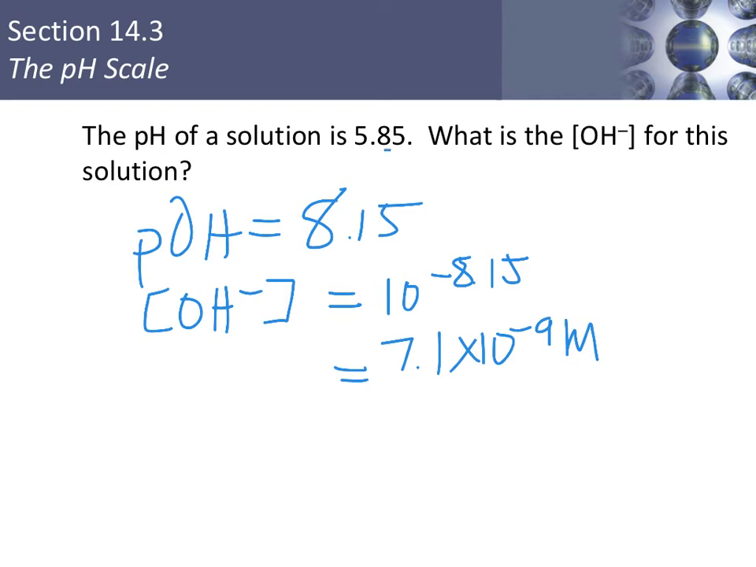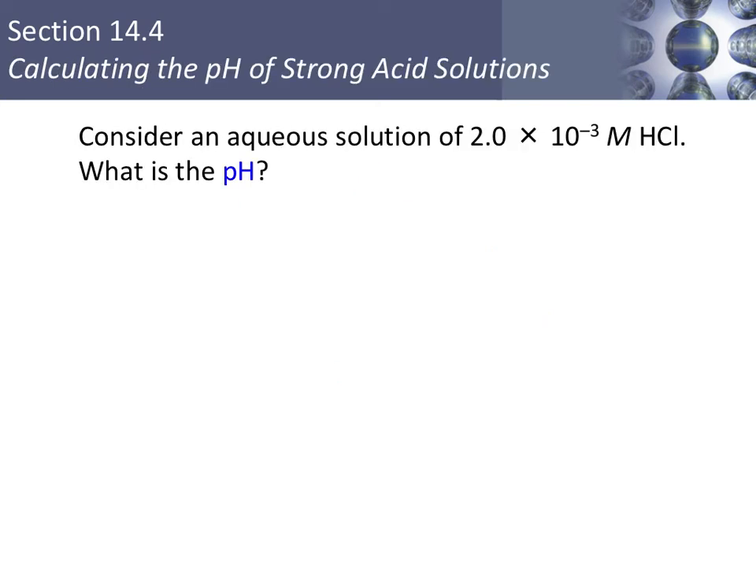There are, again, 2 decimal places in my pH, so I'm doing 2 sig figs in my concentration. And notice how small this hydroxide ion concentration is. We have a pH of 5.85, that's an acid. And so we'd have a lot more hydrogen ion than hydroxide ion. And we are definitely seeing that with our answers.